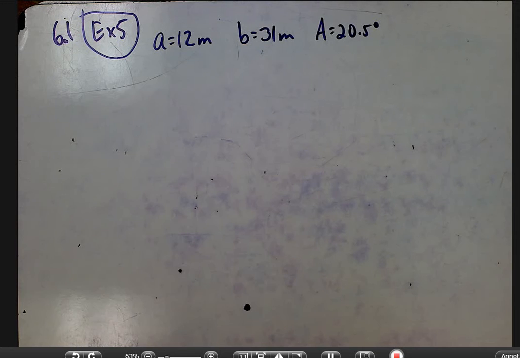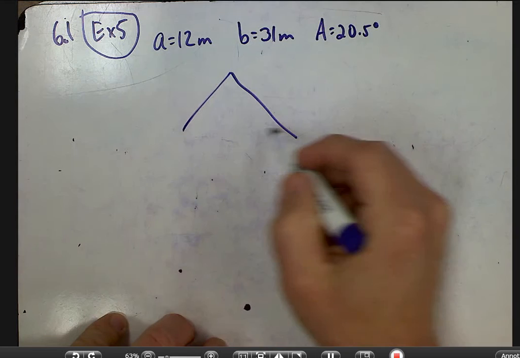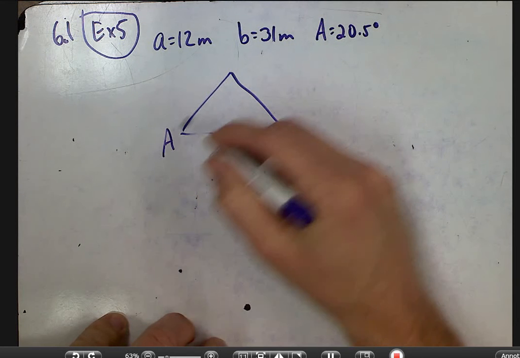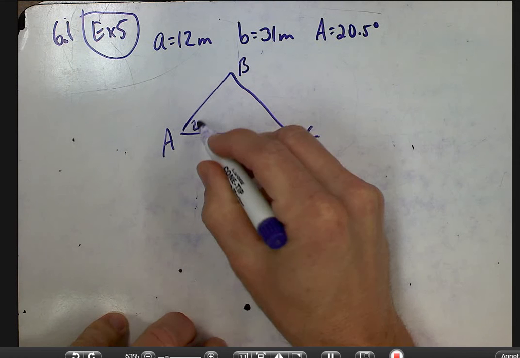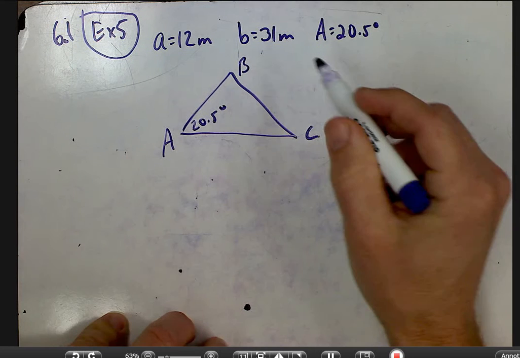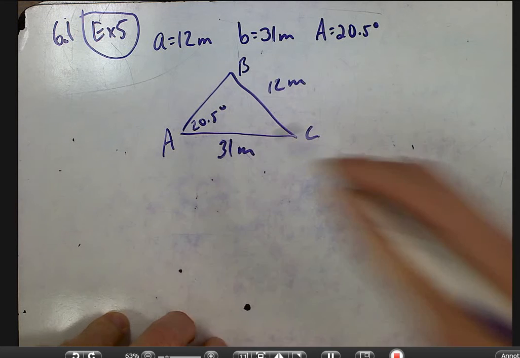Okay, here in example 5, we have a triangle. A is 12, B is 31, angle A is 20.5 degrees. So the first thing I'm doing is just drawing a triangle. I'm going to label it: angle A 20.5 degrees, side A 12 meters, side B 31 meters.